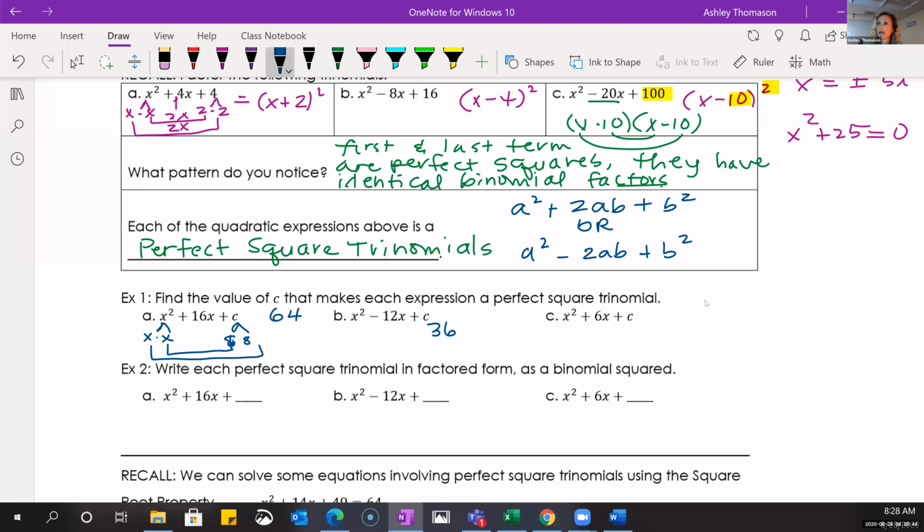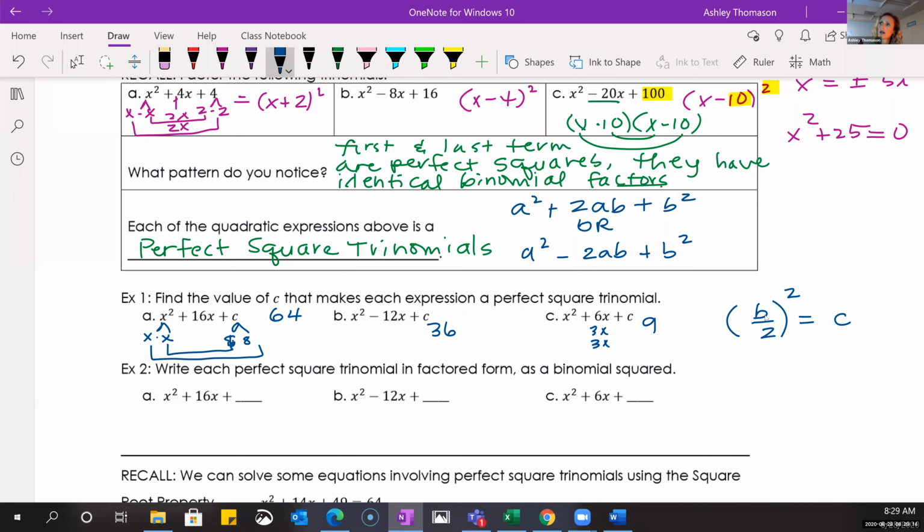Very good. And if I take half of 6, and again, maybe I do need to write something down, this would be 3x and 3x. 3 times 3 is 9. So you're going to basically take half of B and square it, and that'll give you your C value, the constant.